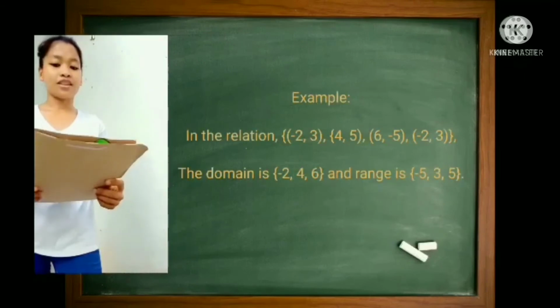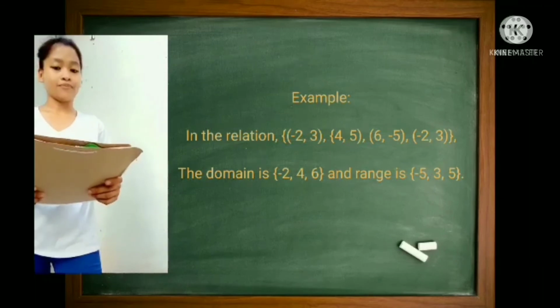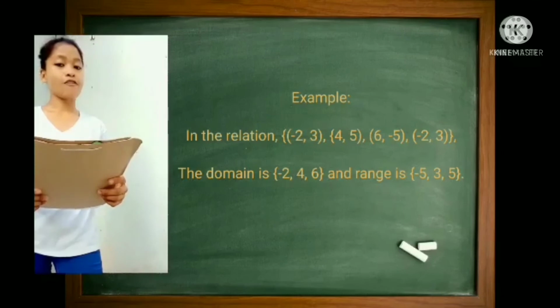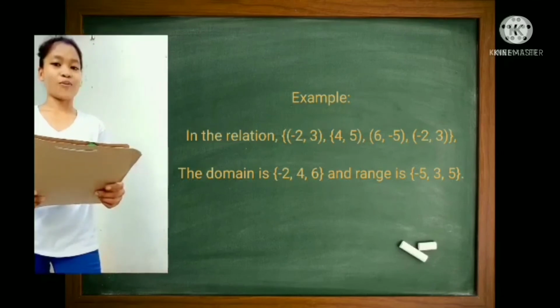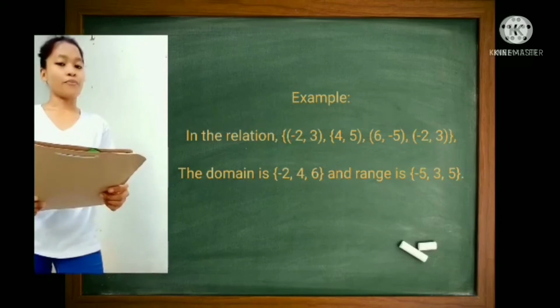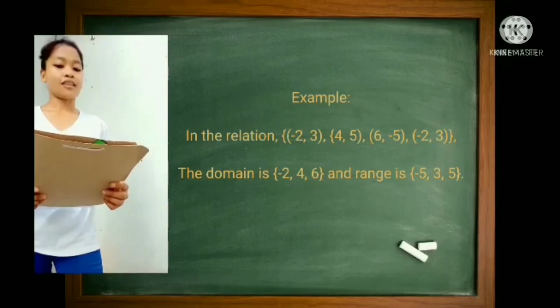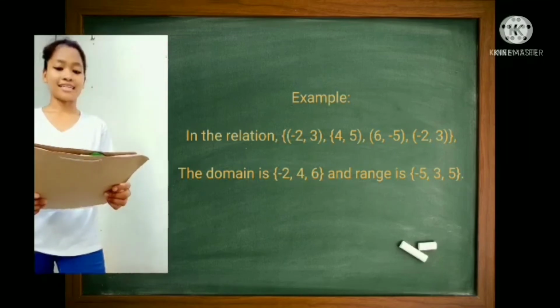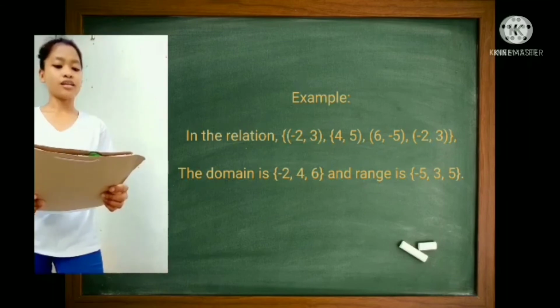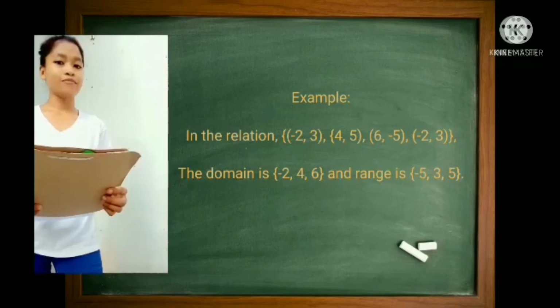Example, in the relation {(-2, 3), (4, 5), (6, -5), (-2, 3)}, the domain is {-2, 4, 6} and the range is {-5, 3, 5}.